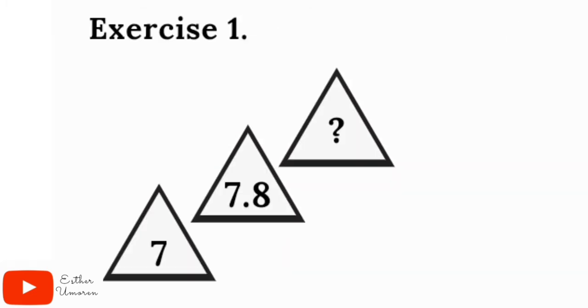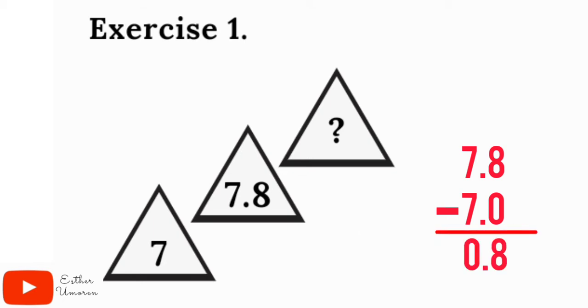This is exercise 1. We can see 7, 7.8, and the question mark. To have the difference, we will have to subtract the smallest number from the next. That's 7.8 minus 7. I hope you know 7 is the same thing as 7.0. So the answer gives us 0.8.